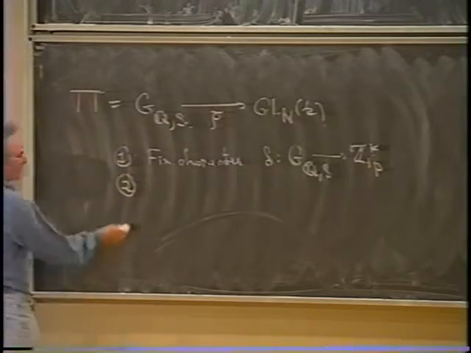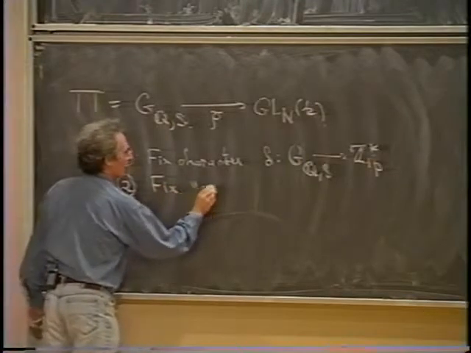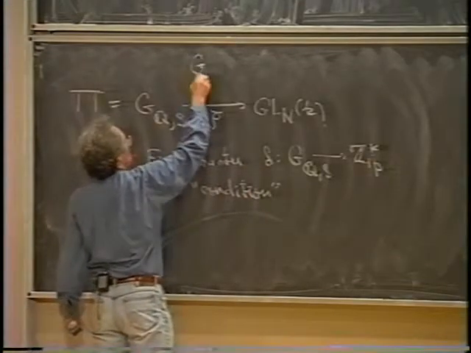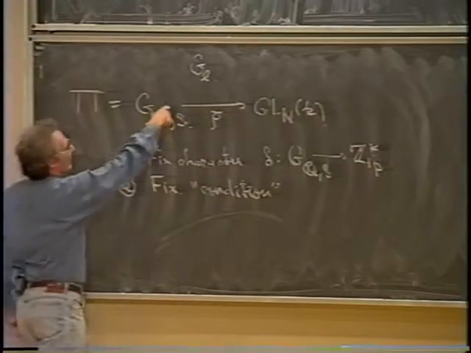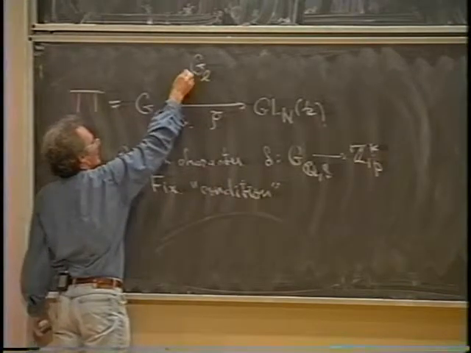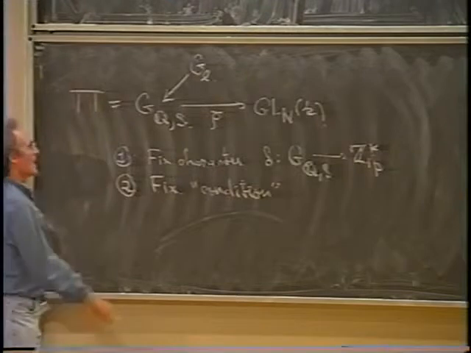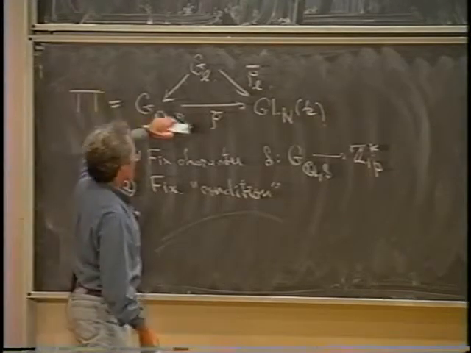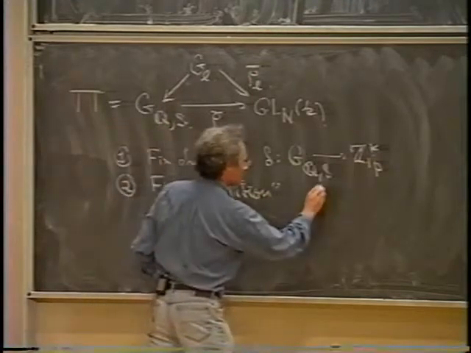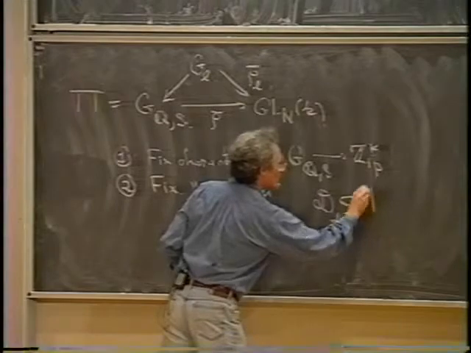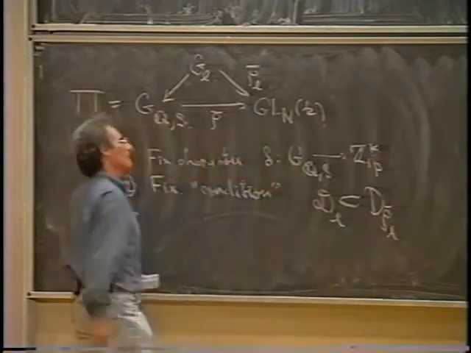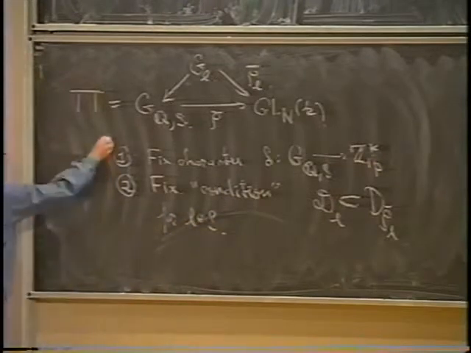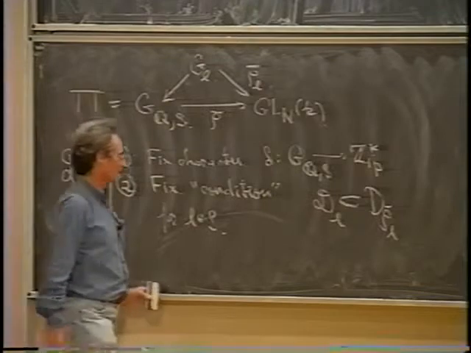And two, fix a condition on each of the local deformation problems for each of the decomposition groups G_L, where L is in S. So if G_L is the decomposition group for the prime L, and if I let rho bar sub L be the restriction of rho bar to the decomposition group at L, I want to fix a condition, I'll call it D sub L, in the deformation problem not for the global representation, but for the local representation rho bar sub L, for each L in S. And this whole data is going to define for me a global condition, call it script D.